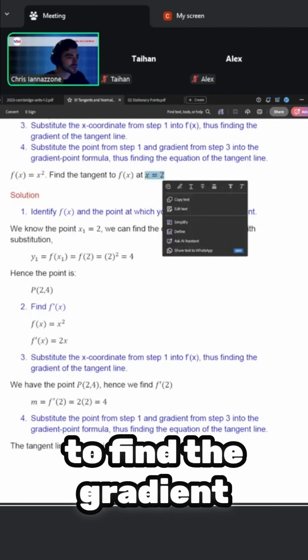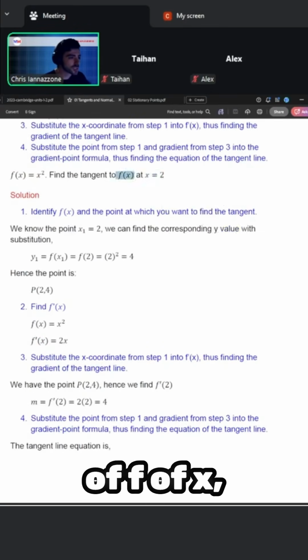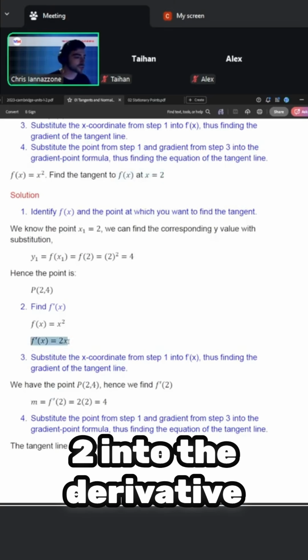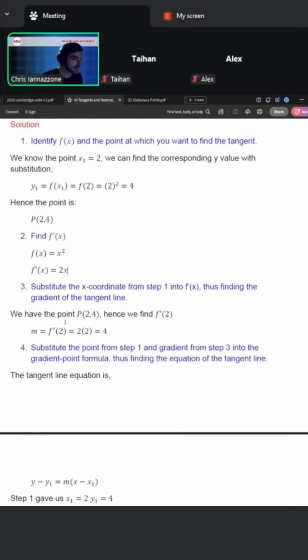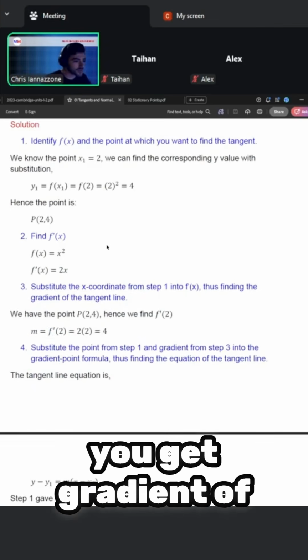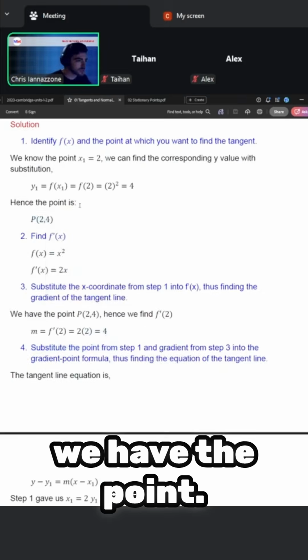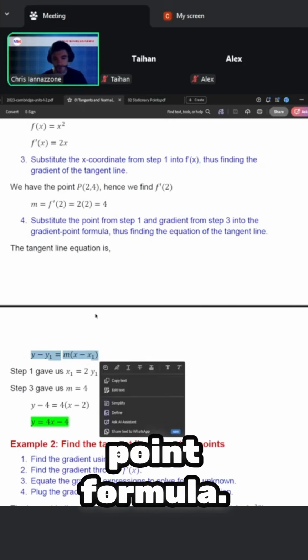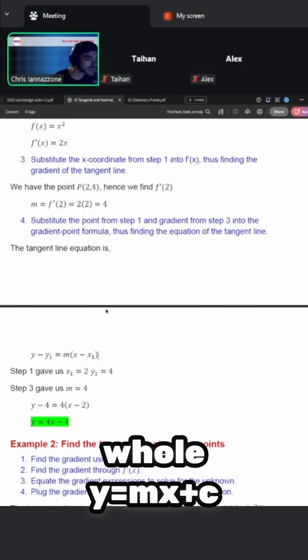So if we want to find the gradient at x equals 2 of f of x, we put x equals 2 into the derivative of f of x. When you do that, you get a gradient of 4. We have the gradient, we have the point, you can now put that in your gradient point formula. Or if you want, you can do the whole y equals mx plus c thing.